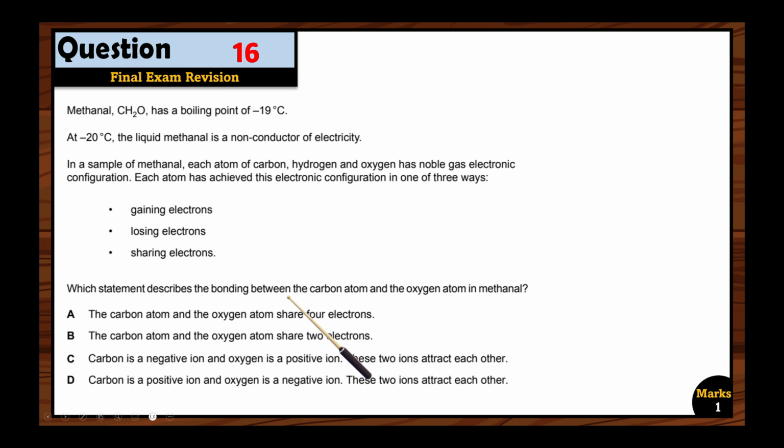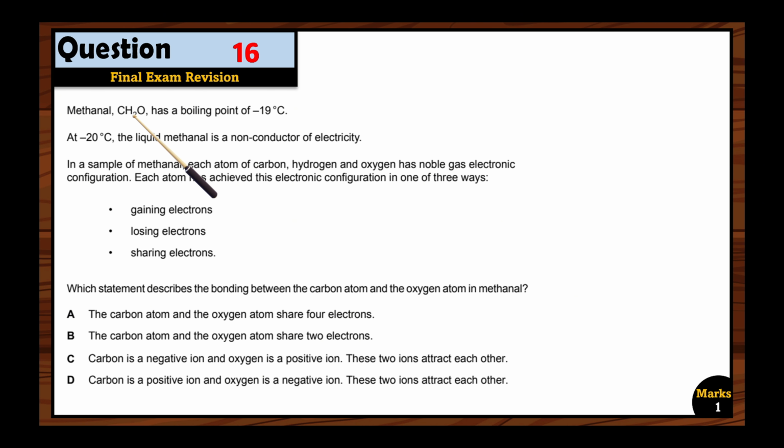Which statement describes the bonding between the carbon atoms and oxygen atoms in methanol? So you see here, carbon and oxygen. Don't think about hydrogen. They are just asking about carbon and oxygen. The carbon atom and the oxygen atom share 4 electrons. Is it right? Yes or no? I think it's not right, because carbon is making 2 bonds. Carbon needs how many electrons in its outermost shell? Of course, 4, because it belongs to group 4.